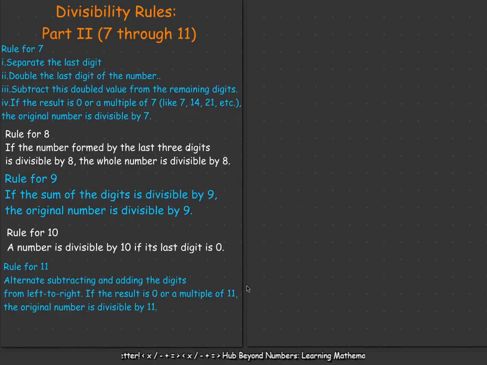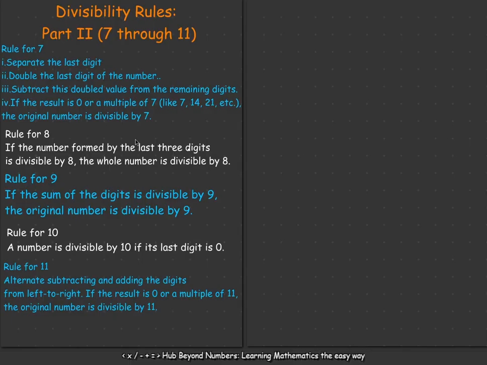So with 10 done, we say a number is divisible by 11 if we alternate subtracting and then adding the digits from left to right. Though if you do from right to left, you still get the same answer, but then with a different polarity. That means it will either be negative or positive. If the result is 0 or a multiple of 11, then the original number is divisible by 11.